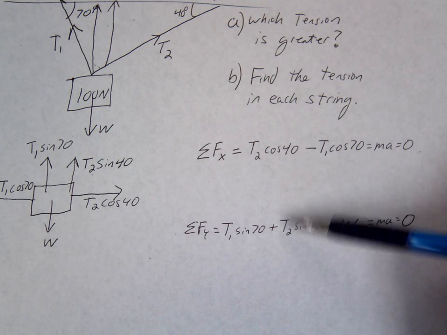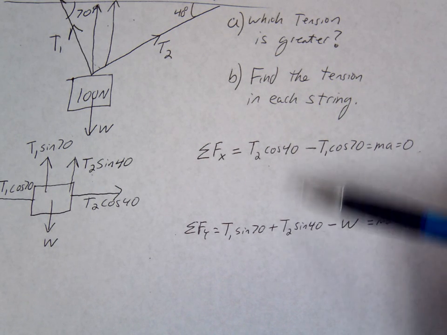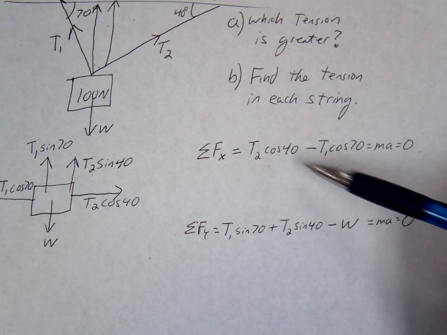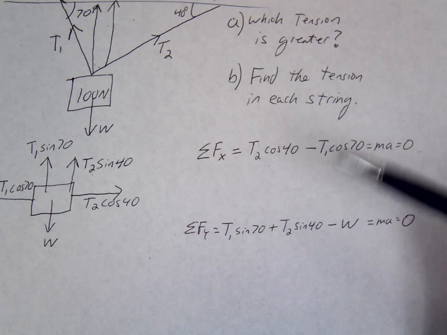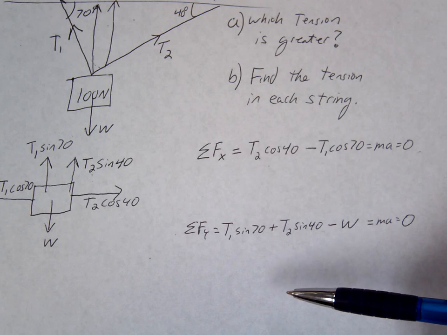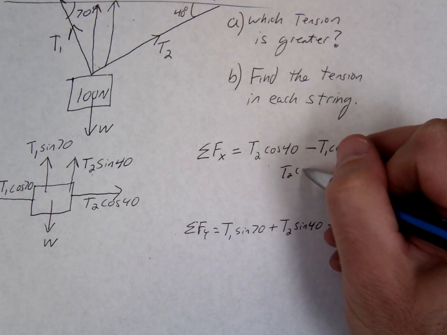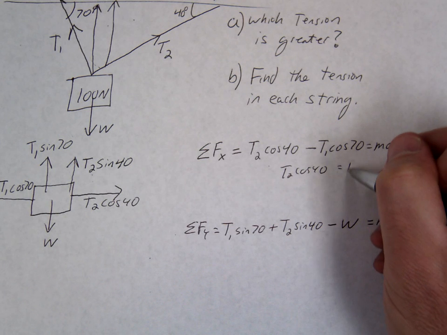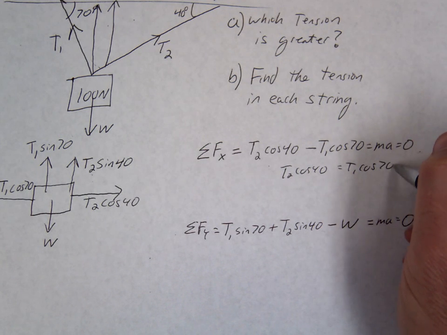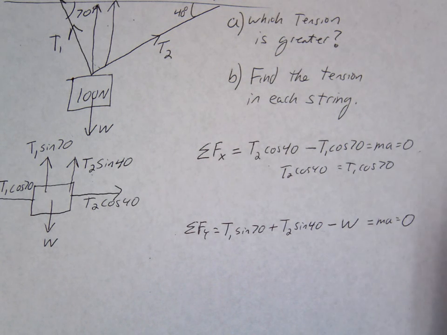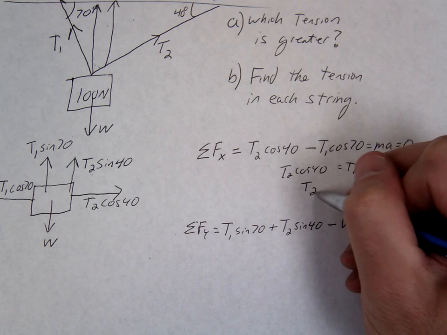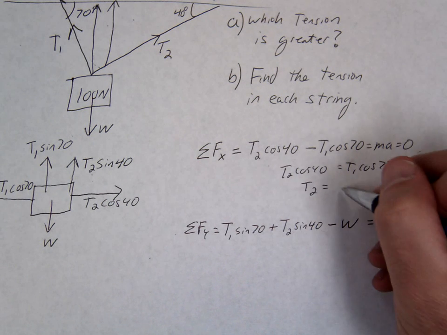Two equations. So think back to 8th grade. What do you do when you have two equations, two unknowns? Okay, solve for something and substitute in, right? Solve for something and substitute. So that's what we'll do. So this is T2 cos 40 equals T1 cos 70. Doesn't matter which one you substitute for. I'll just do T2.